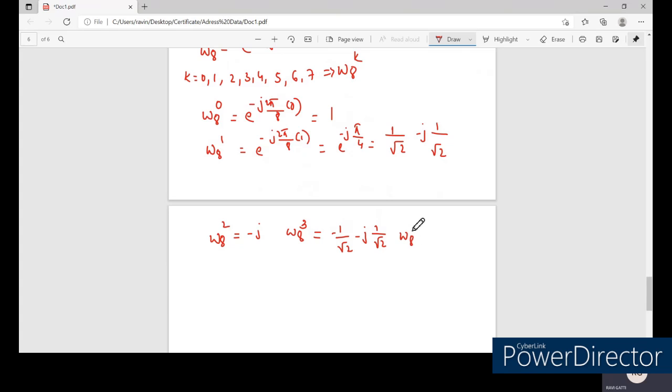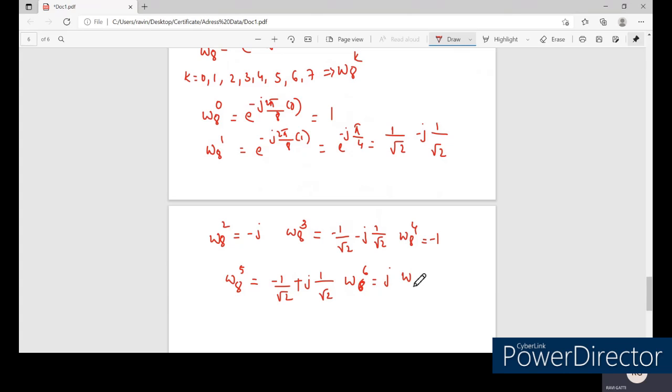Similarly, when you substitute omega 8 to the power of 4, you get minus 1. Next, when you substitute k is equal to 5, that is omega 8 to the power of 5, you get minus 1 by root 2 plus j 1 by root 2. Next, when you substitute omega 8 to the power of 6, the answer will be positive j.